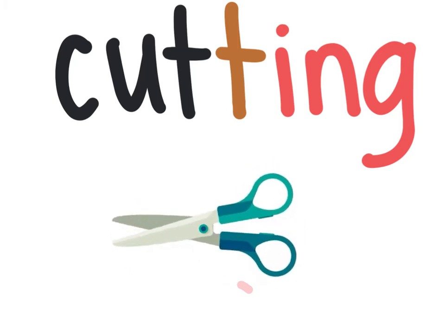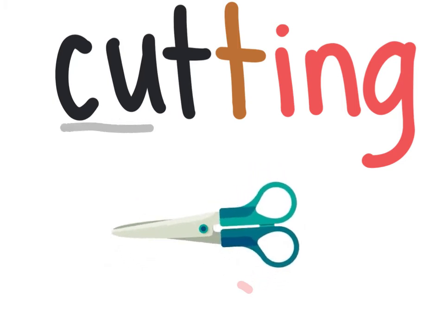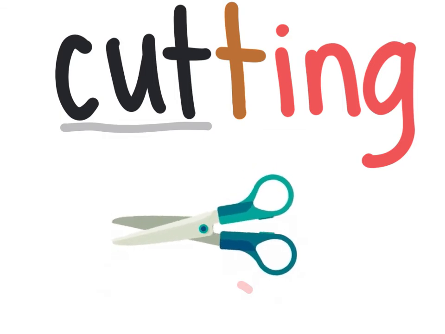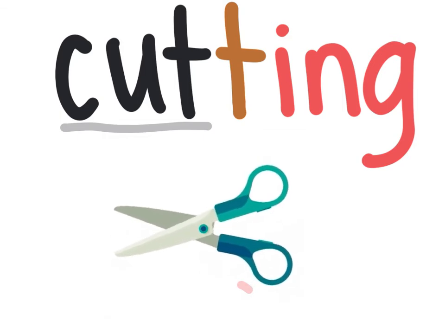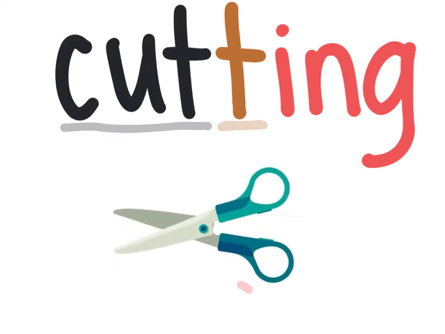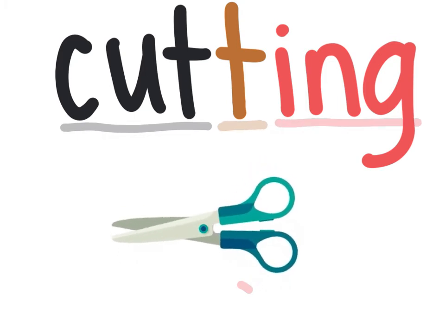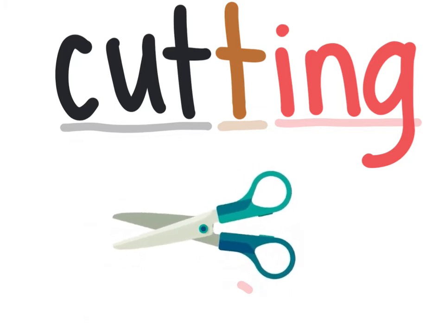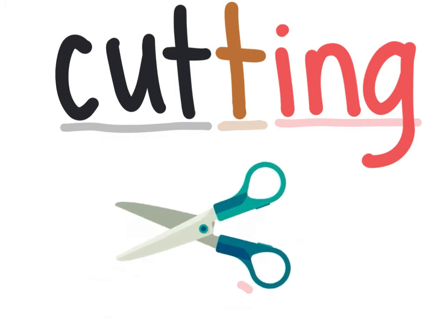Cutting. Cut is our base word. It has a short vowel and then a consonant, so we have to double the last consonant and then add our ing ending. Cutting. He is cutting the paper in half.